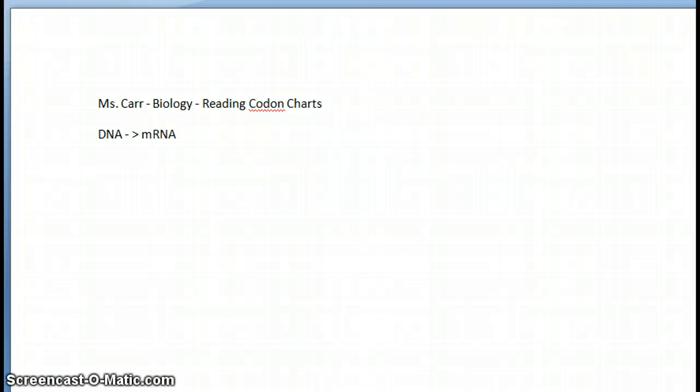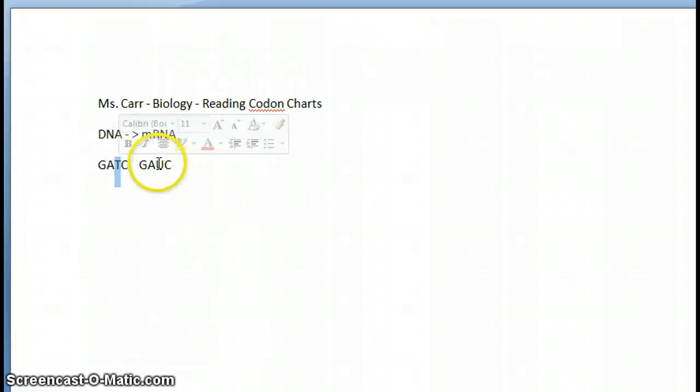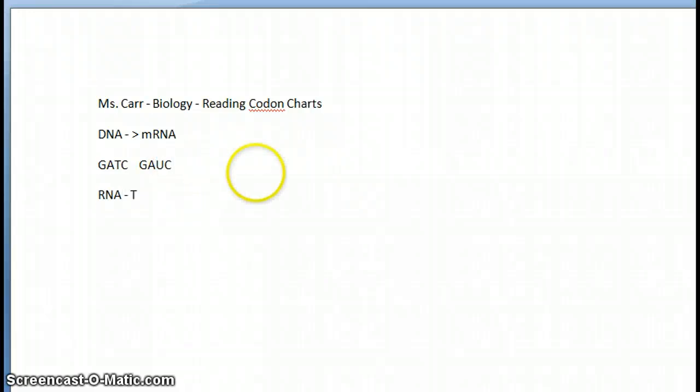The way that you can tell the difference: DNA has 4 bases. It has G, A, T, and C. And mRNA does not have thymine, okay? It does not have T's. So it is G, A, U, or C. So right here we're replacing this T with a U. RNA has uracil, where DNA has thymine.